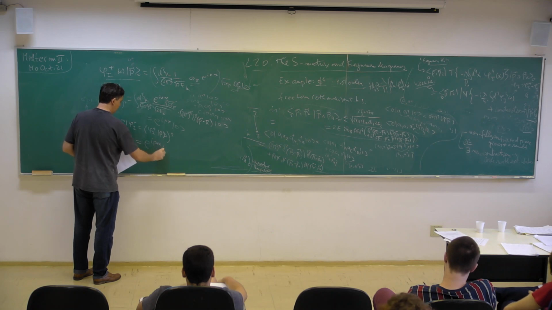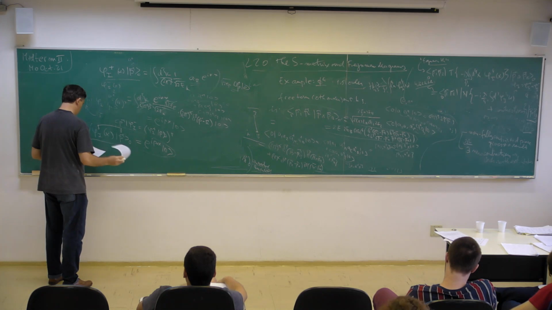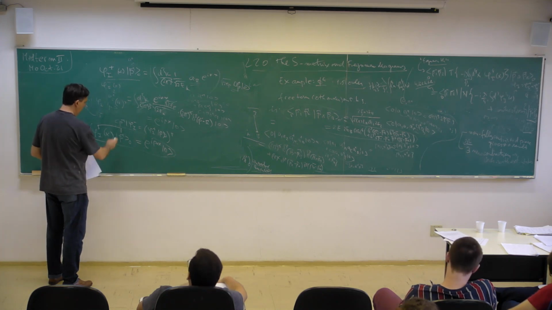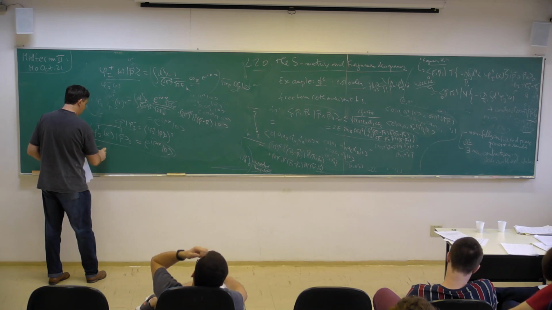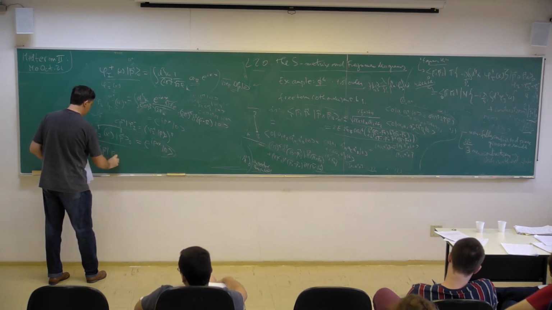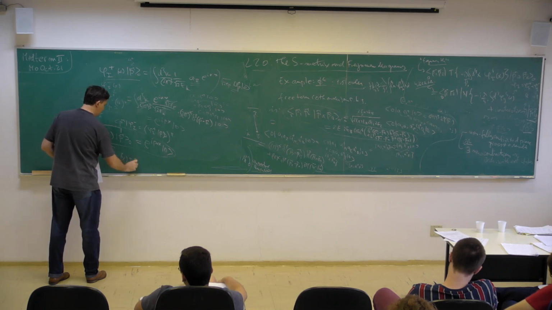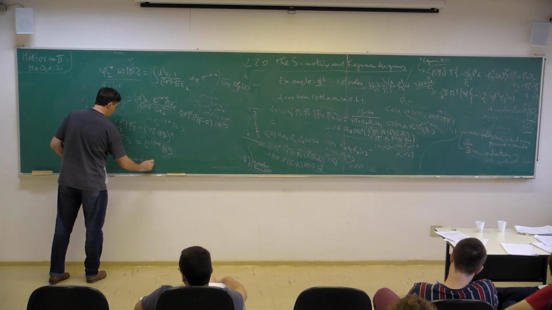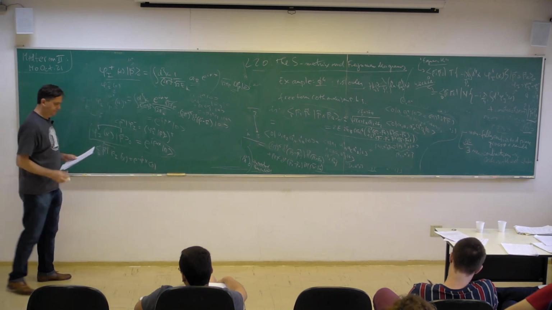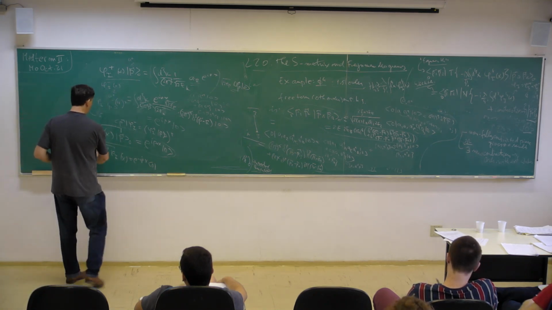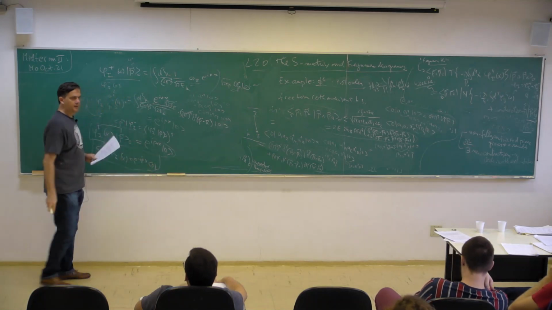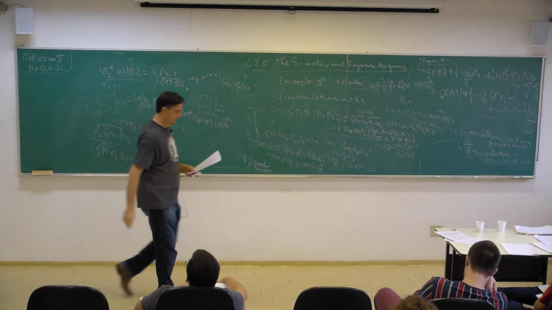X times 0, right? And then also the dagger. So P0 phi I x is e to the minus i p x, 0. Okay. So these are the two new contractions that we have.